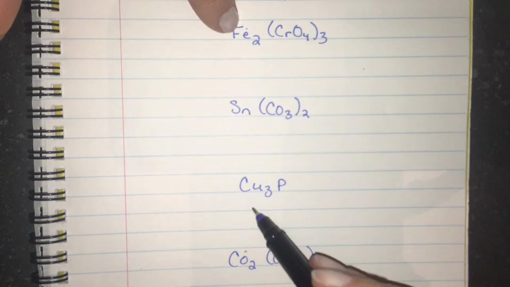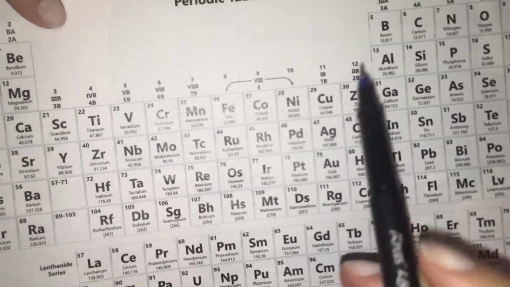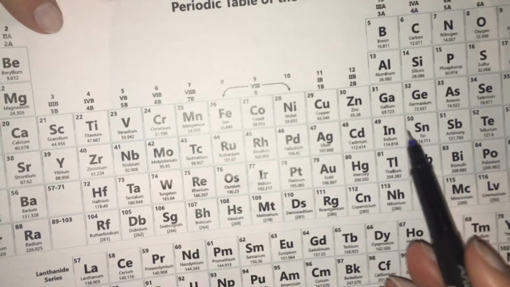these all are, if you've noticed, iron, tin, copper, cobalt. So tin is over here, but I know it has multiple charges.